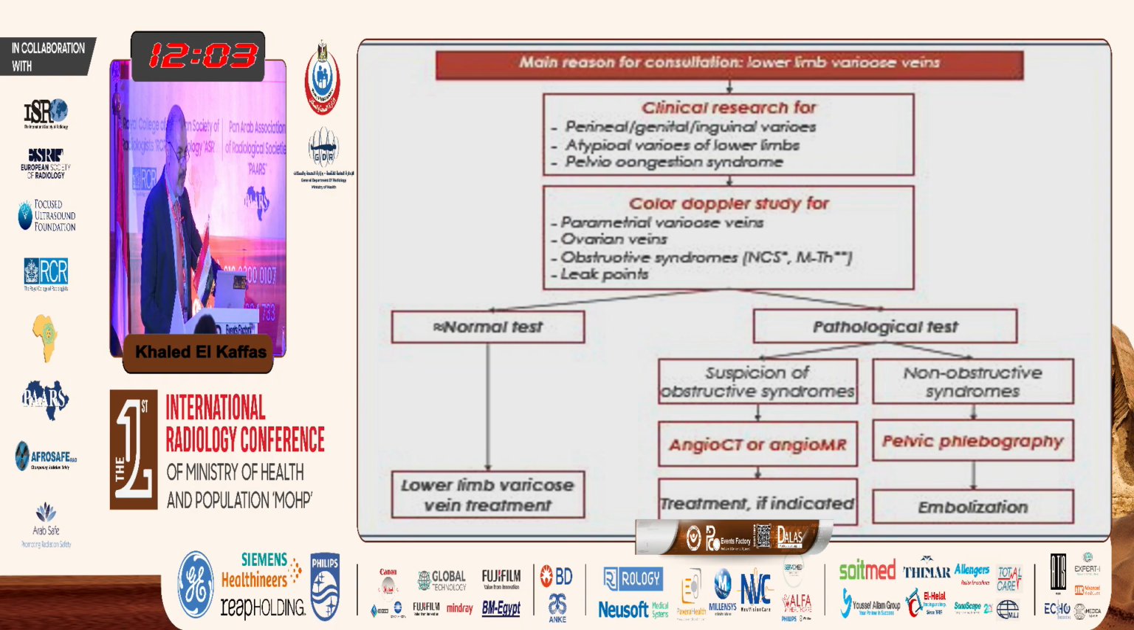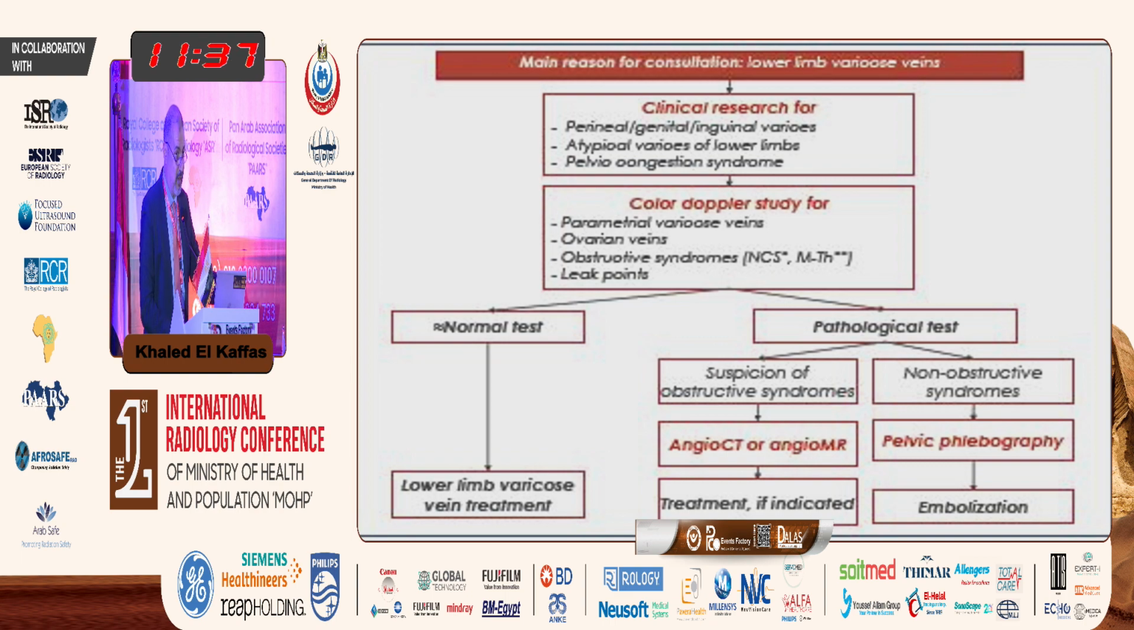So the main reason for the patient's consultation is having lower limb varicosities. By clinical examination and history, if we find perineal, genital or inguinal varices, or a typical pattern of varicose veins, or symptoms of pelvic congestion syndrome, we proceed to examine the pelvic veins in this pattern, which I will explain later. If we have normal tests, we go for treatment of the lower limb varices.